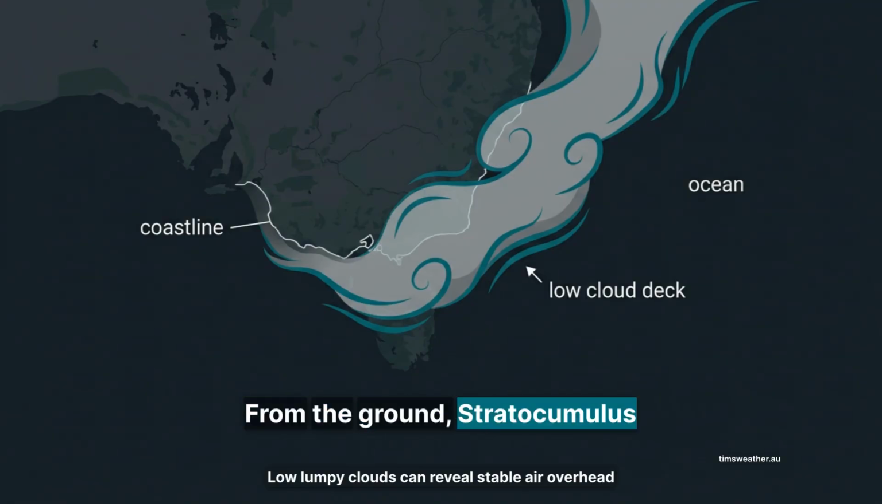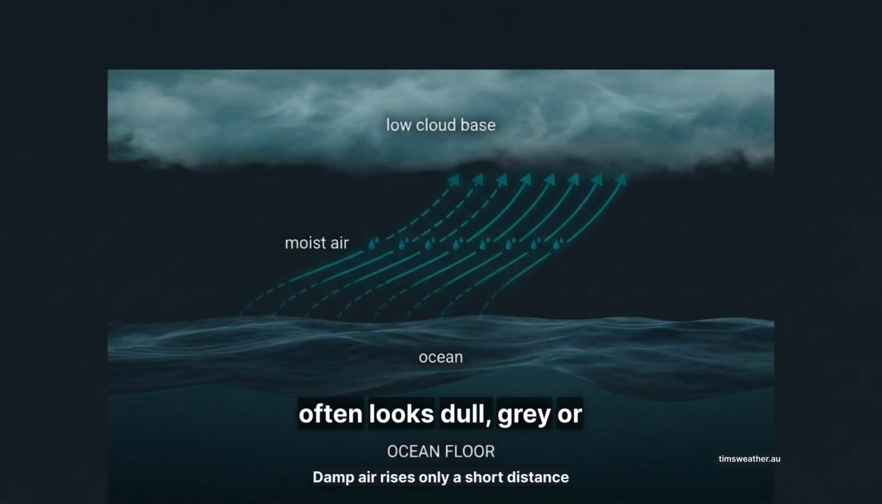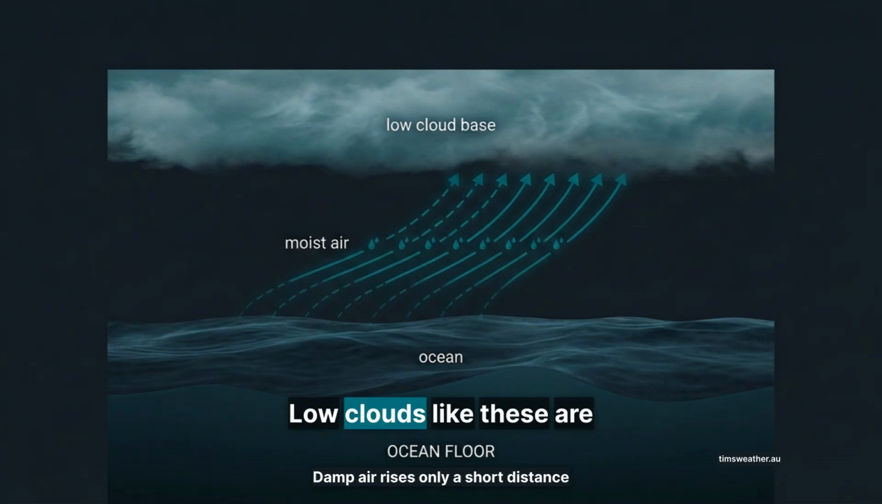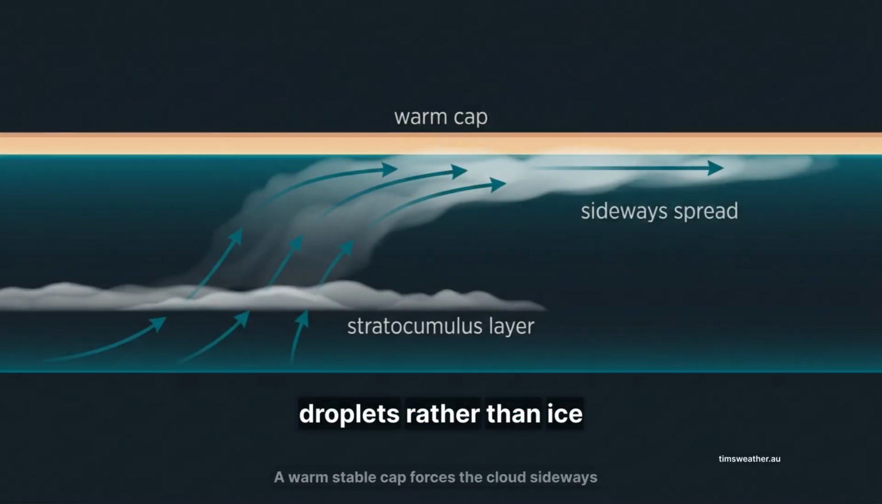From the ground, stratocumulus often looks dull, grey or white, with rounded lumps and patches of texture. From above, especially on satellite images, the same deck can look bright because it is packed with many tiny water droplets. Low clouds like these are usually made of liquid water droplets rather than ice crystals.